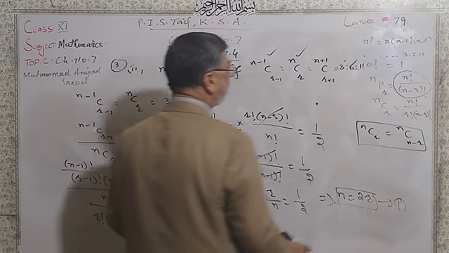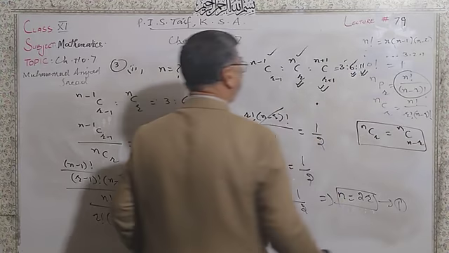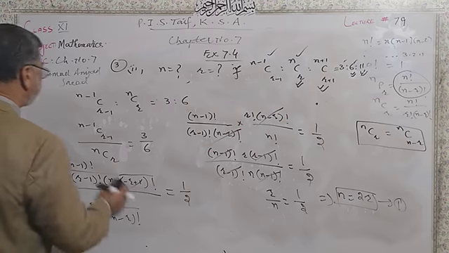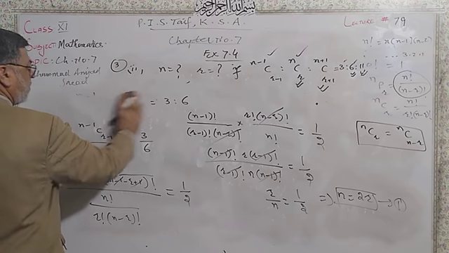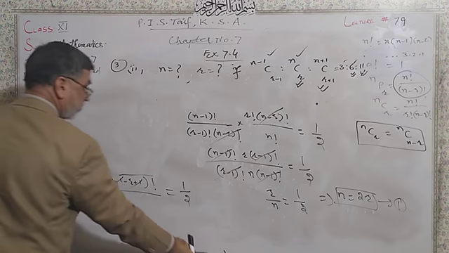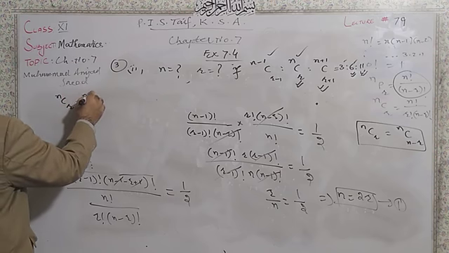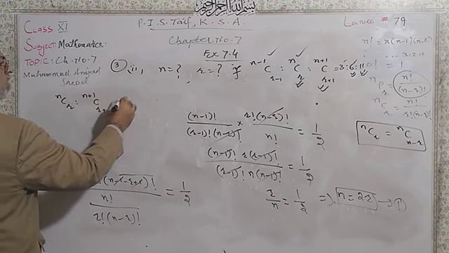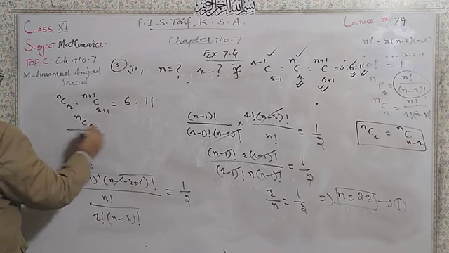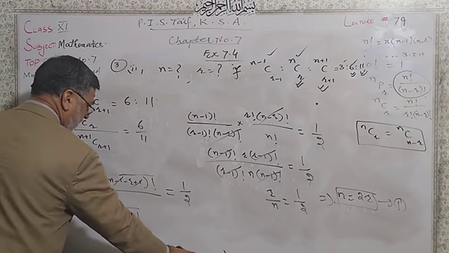So dear students, after that we are taking the second and third. First we took the first and second, here the second and third. nCr ratio n plus 1 C r plus 1 is equal to 6 ratio 11. nCr over n plus 1 C r plus 1, that is 6 over 11.